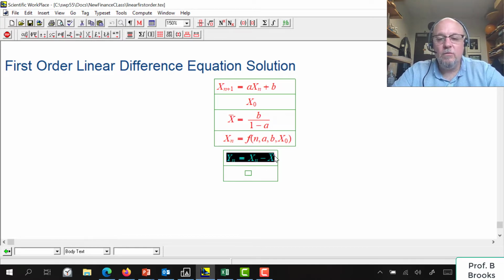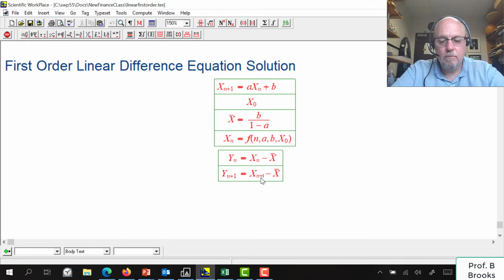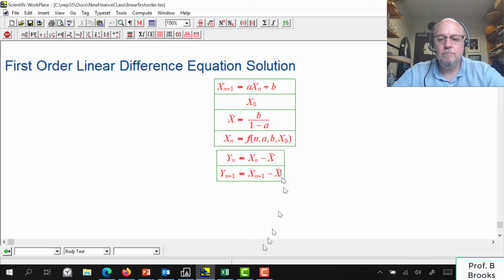So this also works. So n could be n plus 1. So that's also true. The next y value is the next x value minus the equilibrium. All the y values are just that corresponding x value minus the equilibrium. That's my coordinate shift. Of course, I have a formula for this x sub n plus 1 up here, so I'm just going to sub that in.